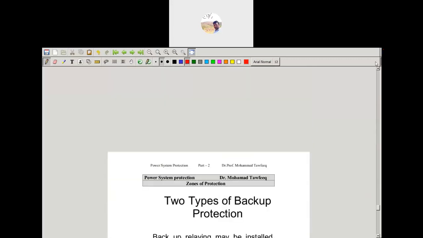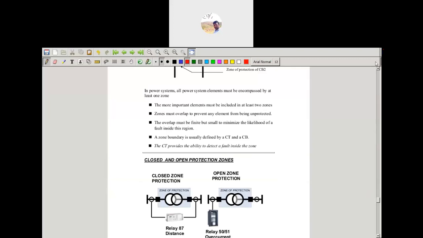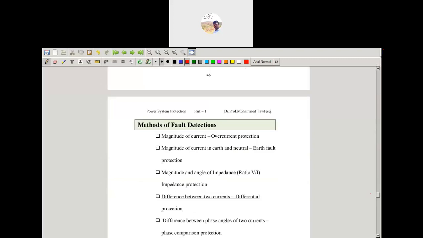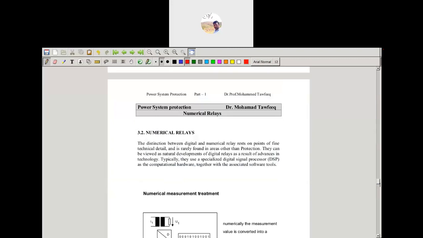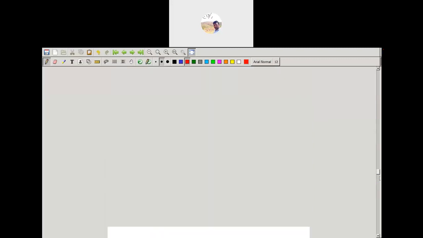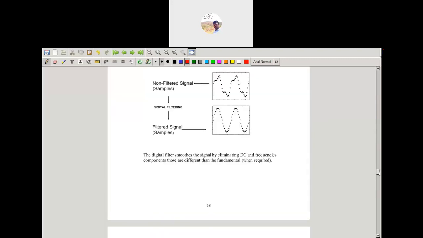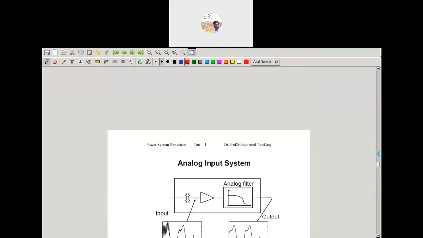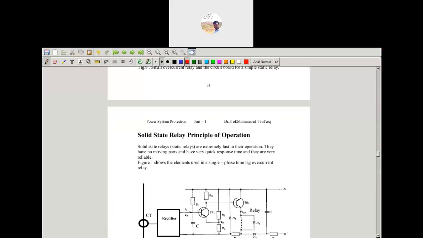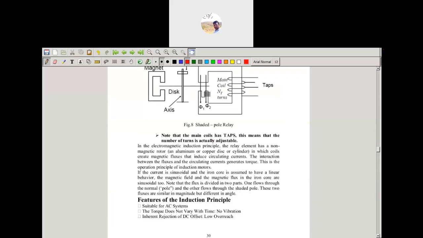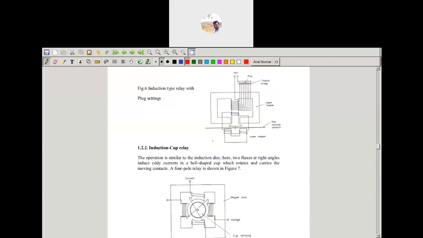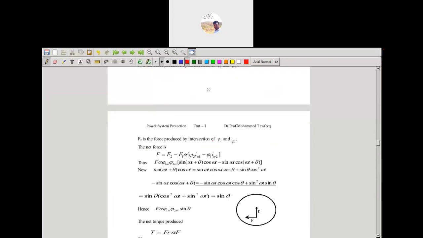So we have different types of protections. In that we have discussed the electromagnetic type, and we have other types also. That is the static relays, microprocessor based numerical type relays, and different types. Static relays, okay, but before that, let us go through the different types of electromagnetic relays.